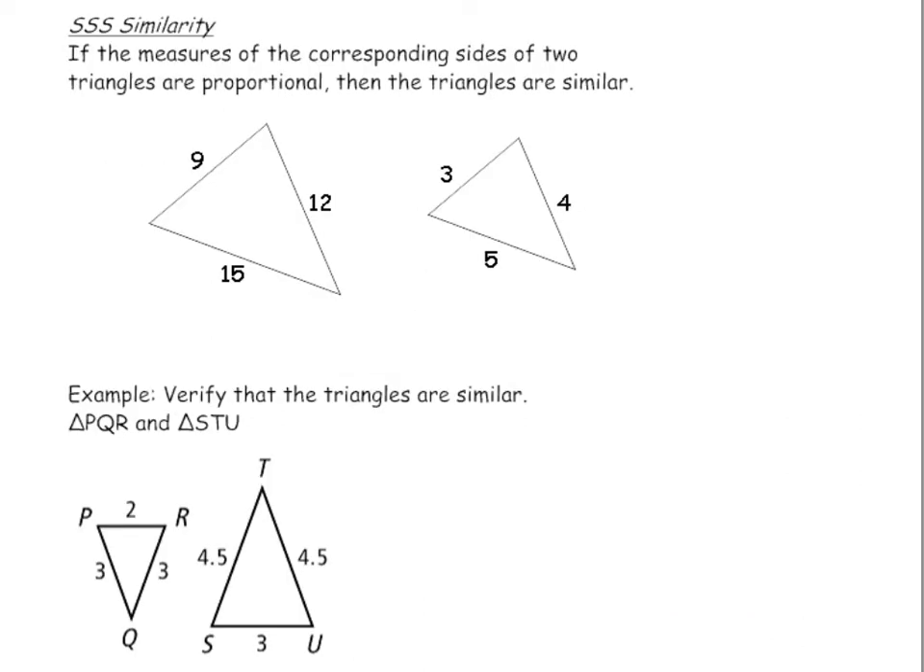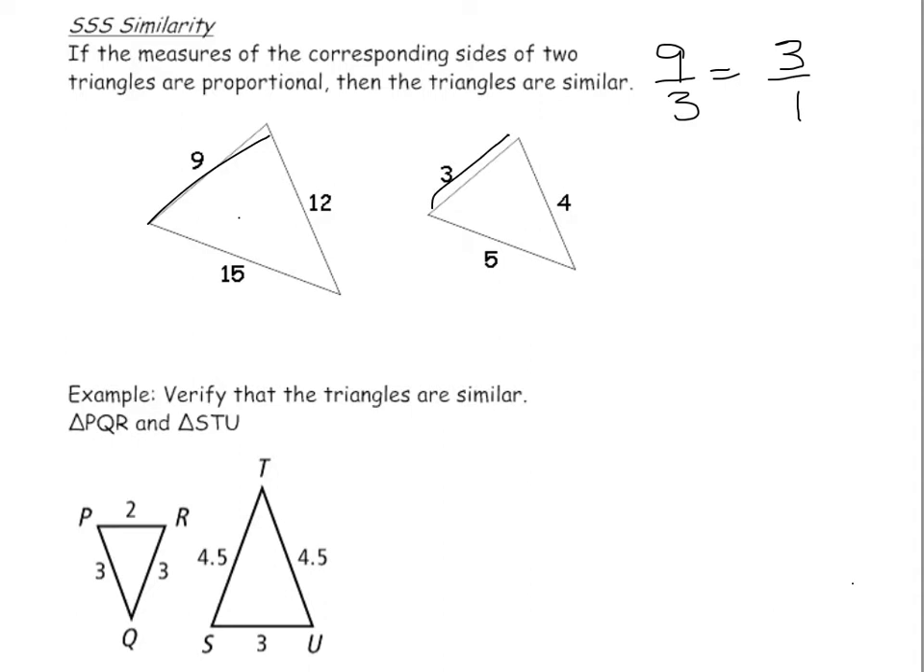All right, the next one is side similarity. This one's pretty self-explanatory. It says if the measures of corresponding sides, so the sides that match up, are proportional, then the triangles are similar. So for instance, let's take a look. This side and this side match up. That sets up a ratio of 9:3. When I reduce this, this is a ratio of 3:1. So this is 3 times as large as this side.